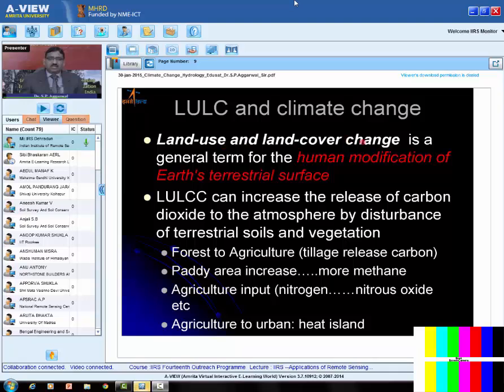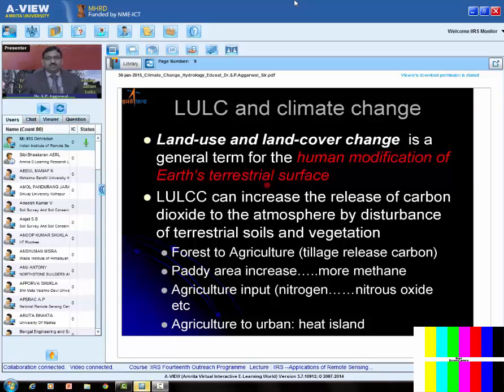Climate change. Land cover change is a general term for the human modification of Earth's terrestrial surface. It means what we are doing: we are going for urbanization, we are cutting the forest, we are constructing roads, we are constructing buildings. So basically this is human modification of Earth's terrestrial surface.